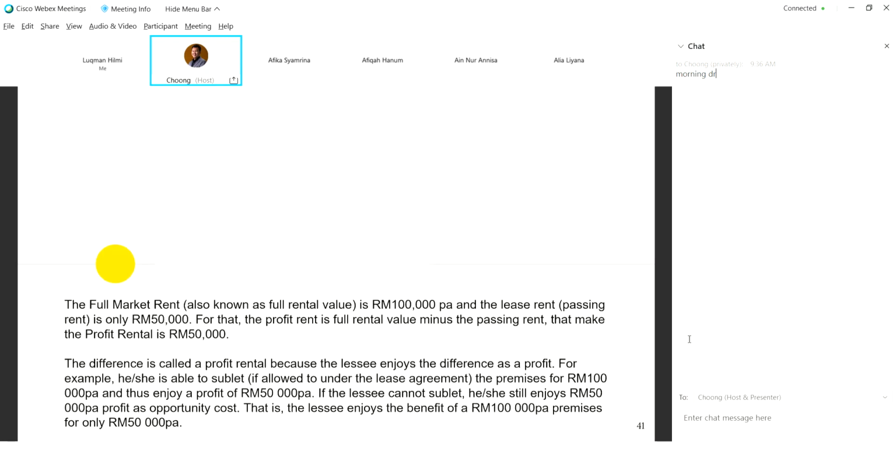So let's look into this example as well. The full market rental, also known as the full rental value, katakan sekarang ni adalah 100,000, and the lease rent or passing rent adalah sebanyak 50,000. So kalau kita nak dapat profit rent tu sebenarnya adalah your full rental value minus your passing rent. Then your profit rental is 50,000.